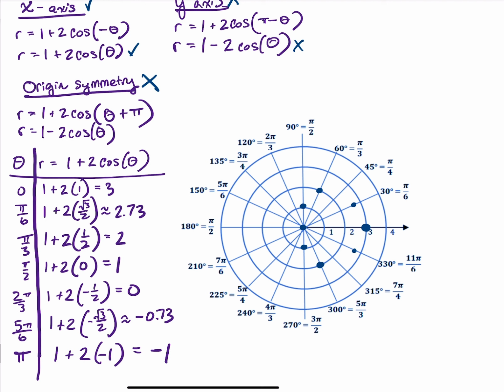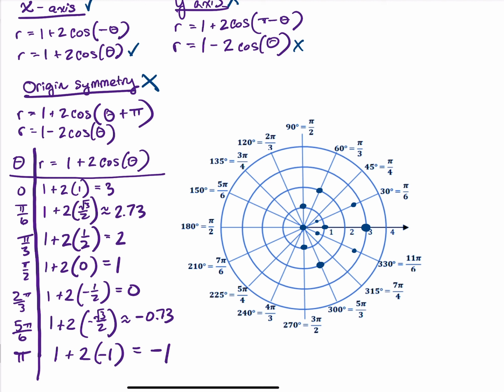Then 5 pi over 6, negative 0.73. So 5 pi over 6 is over here. And then negative 0.73 would put the point somewhere here. And we will also get a symmetric point across the x-axis. And then pi, negative 1. So this would be pi, positive 1. The negative 1 will place it over here. And I think this point should be more here.